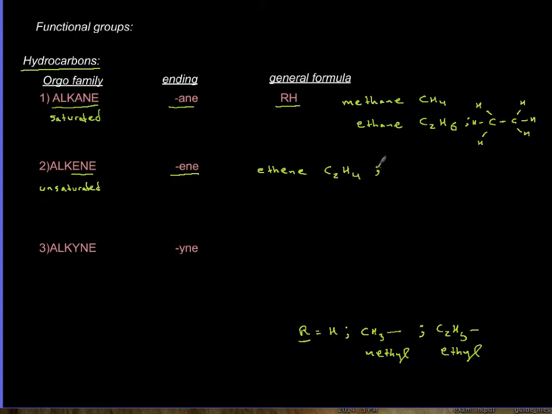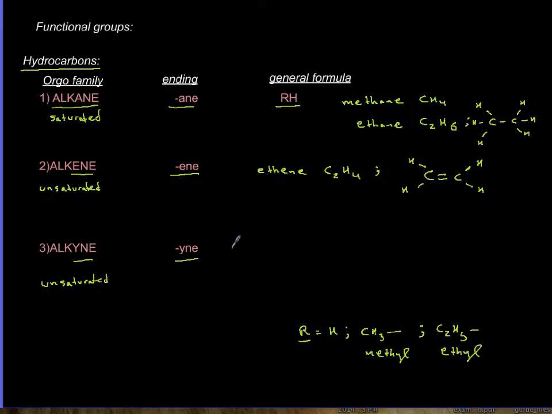Now, if you open this structure, there is a double bond in existence, and then each carbon has only 2 hydrogens. It is known as unsaturated because now you have the presence of a double bond, and so forth and so on. You could have propene, butene. The next group is alkyne. It ends in -yne, and you can guess now you have a triple bond. It's also unsaturated.